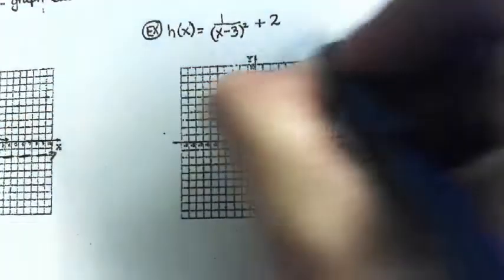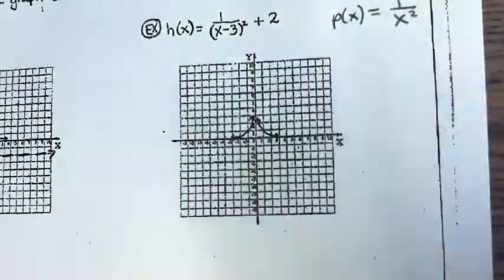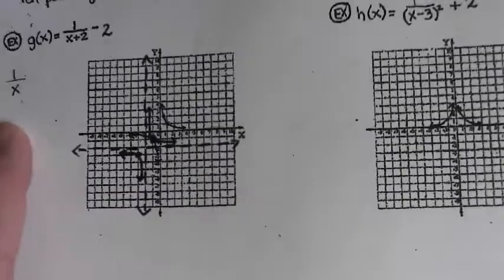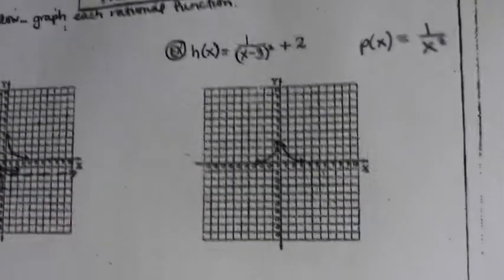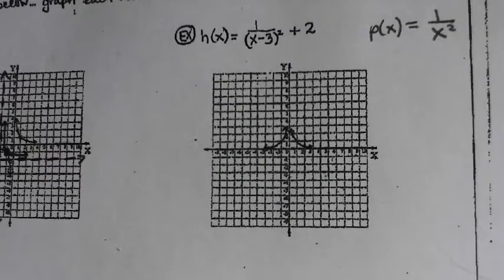This is the parent graph of 1 over x squared. If you had to summarize really the difference between the previous parent graph 1 over x and this parent graph 1 over x squared, how would you categorize or explain the difference visually? Olivia?